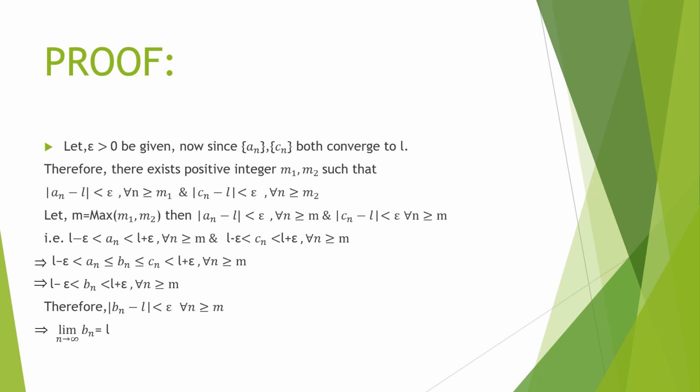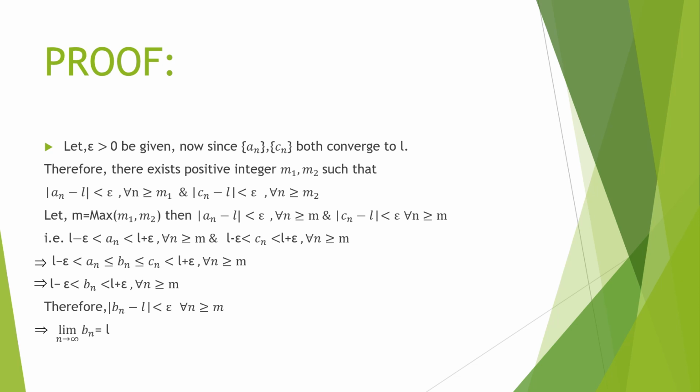Then mod of AN minus L is less than epsilon for all n greater than or equal to m, and mod of CN minus L is less than epsilon for all n greater than or equal to m. Here m1 and m2 both are replaced by the maximum number m. That is, L minus epsilon is less than AN is less than L plus epsilon for all n greater than or equal to m, and L minus epsilon is less than CN is less than L plus epsilon for all n greater than or equal to m. Here AN and CN both are trapped between L minus epsilon and L plus epsilon.